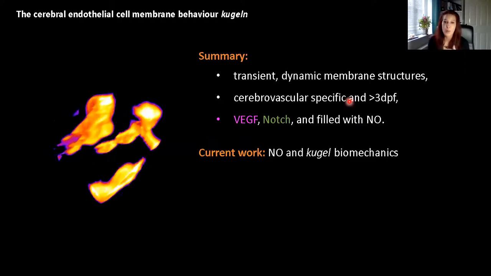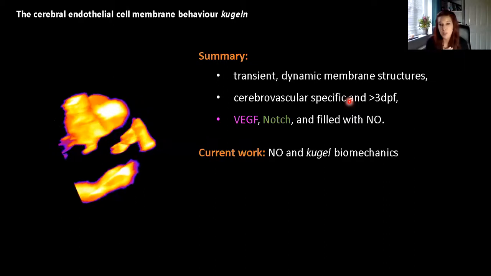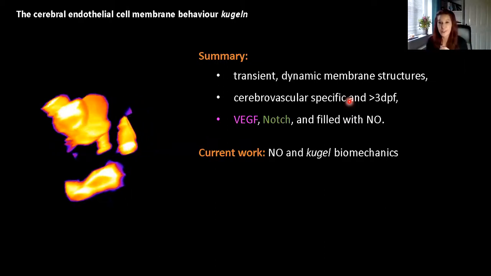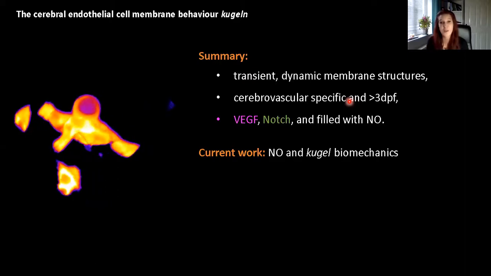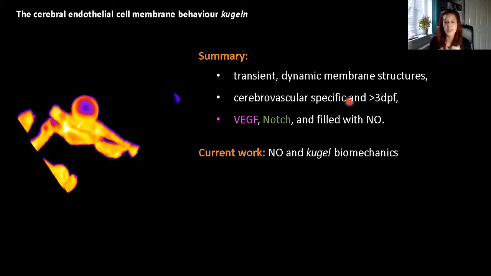But also at the moment, I'm looking into the role of nitric oxide, and with being at home with COVID, a lot of computational analysis is getting done. So I'm looking into the biomechanics of Kugel at the moment. And this is still work in progress.